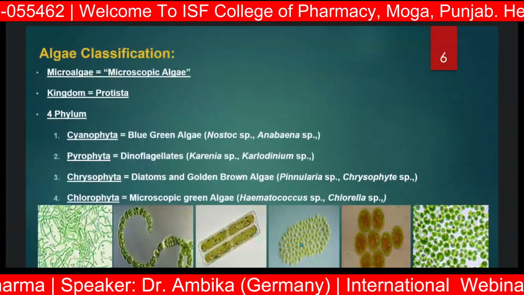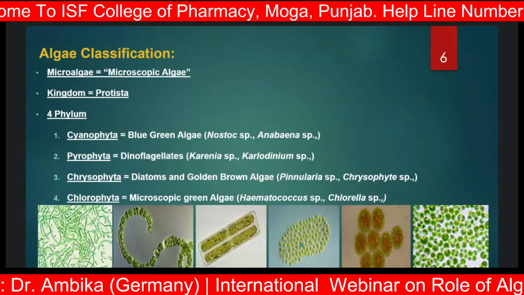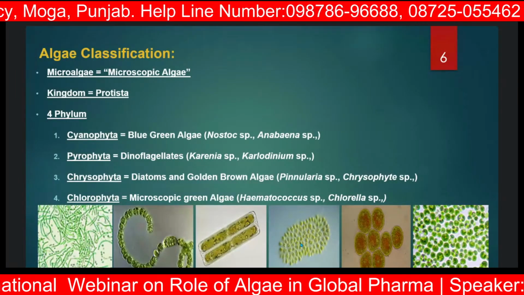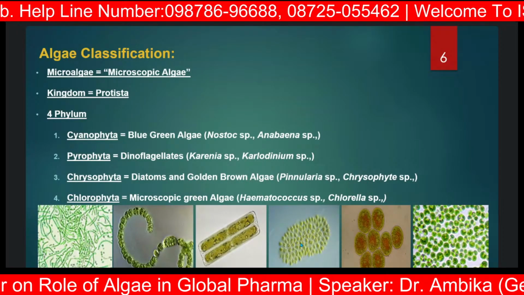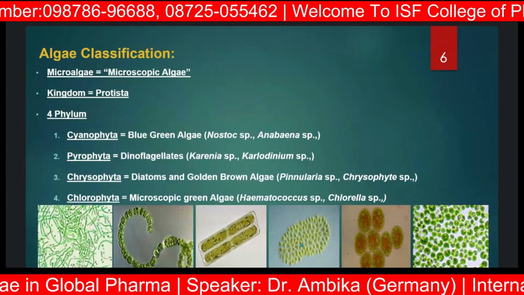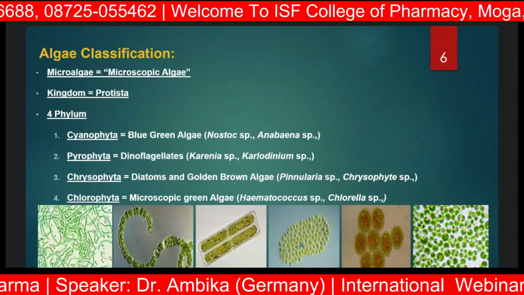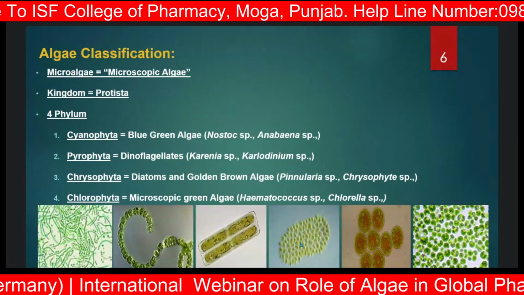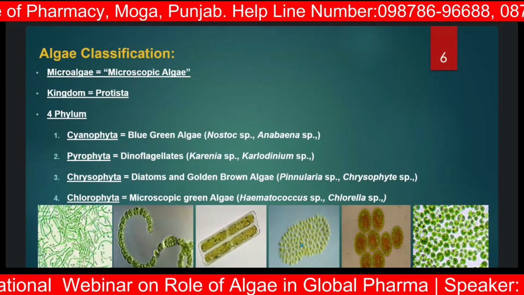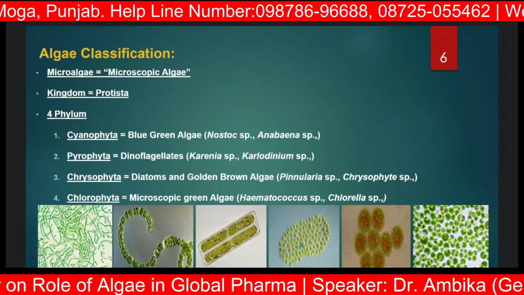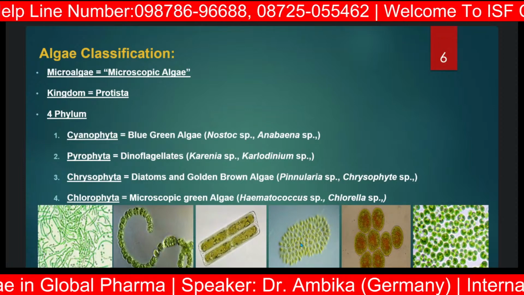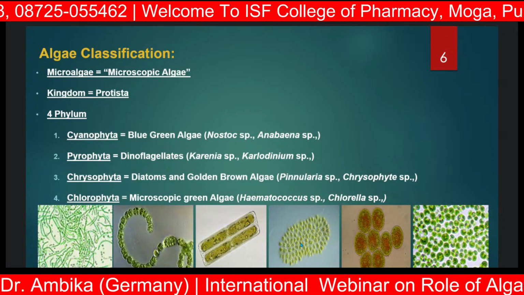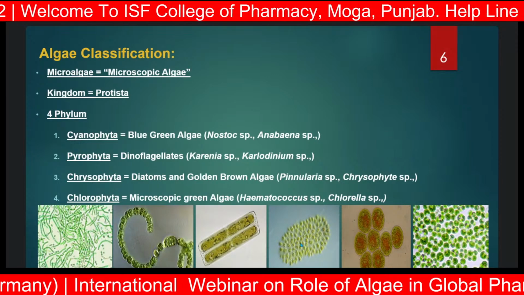I'm going to give you a brief classification, not in detail. Algae classification: microalgae, as I mentioned, are microscopic algae, which come under the kingdom Protista, which has 4 phyla: Cyanophyta, Pyrophyta, Chrysophyta, and Chlorophyta. Cyanophyta, cyano is nothing but blue-green algae, for example, Nostoc and Anabaena, shown in the figure on the left, first and second respectively. Pyrophyta are dinoflagellates. Chrysophyta are diatoms or golden brown algae, for example, Pinnularia and Chrysophyta species. The middle two pictures show Pinnularia and Chrysophyta. Chlorophyta is nothing but green algae, microscopic green algae, for example, Haematococcus and Chlorella. The last two pictures show the Haematococcus and Chlorella species respectively.